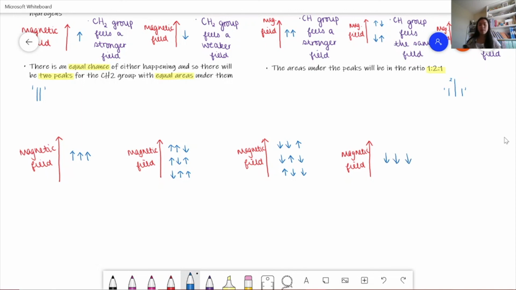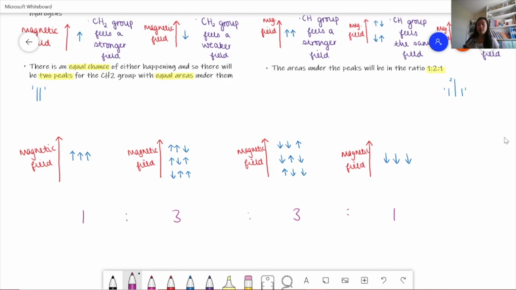And so we can see that we would have 4 different peaks, but we'd have a ratio of 1 to 3 to 3 and then to 1, because we have 3 ways in which we can get either 2 aligned with the magnetic field or 2 aligned against the magnetic field, and only one way that we can get all 3 to be aligned with the magnetic field and all 3 to be aligned against the magnetic field.